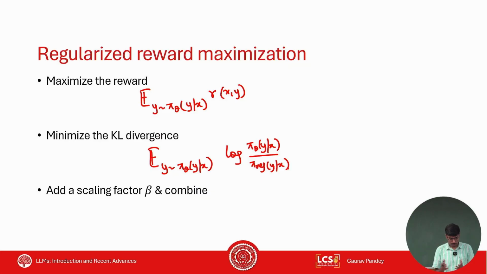And how do you combine them? You just add, take this term, the reward maximization term, and you take the KL term. So expectation I can take common between the two, right? And you multiply the KL term with beta.